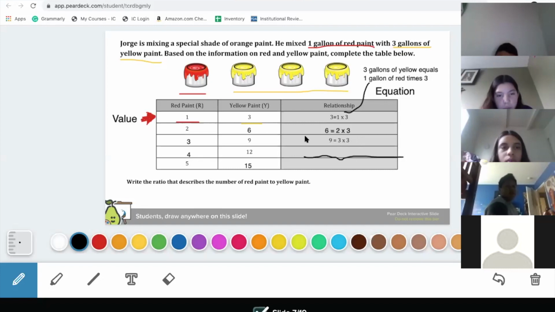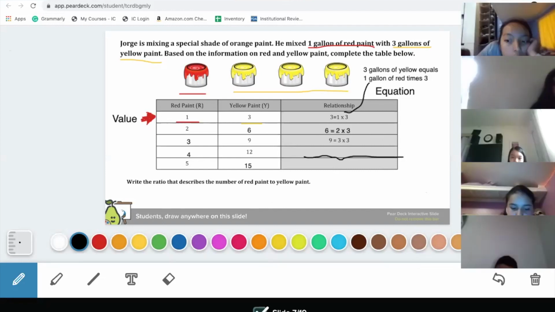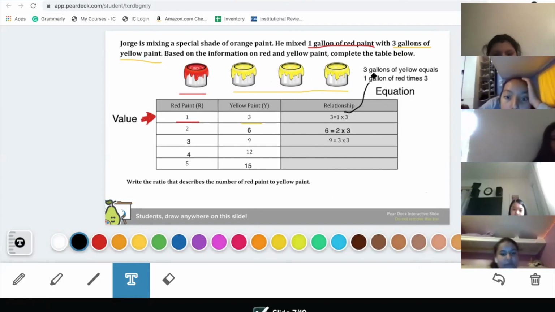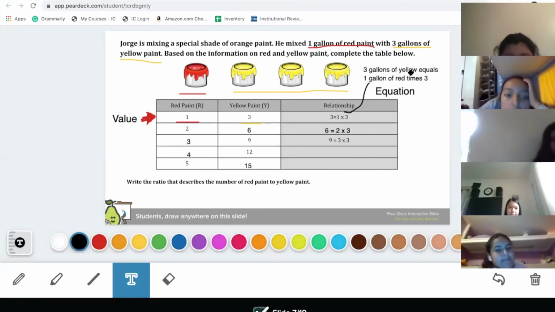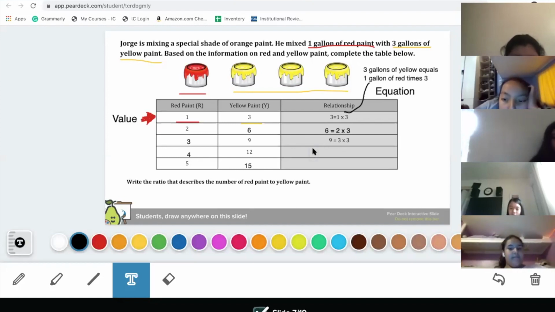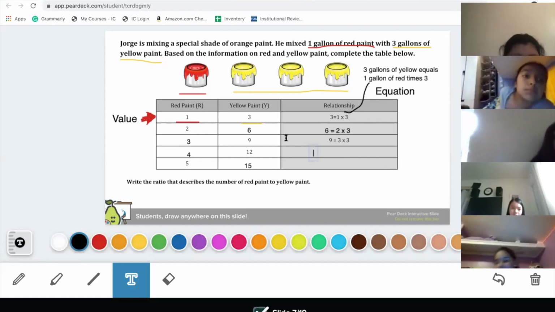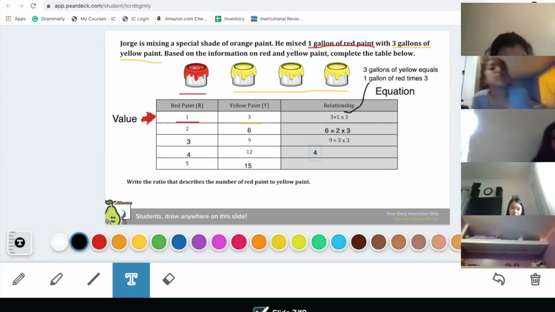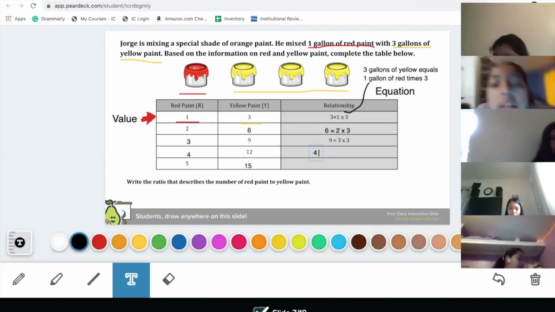So Julian, can you help me find out the next relationship verbally while everybody in the chat starts placing it? And thank you, Yasmin and Jordy. I know you got logged off, but thank you. So I want to talk about this in terms of paint. We're going to use the first example where it said 3 gallons of yellow equals 1 gallon of red times 3. So I want you to verbally tell me in that order, but using this next ratio.